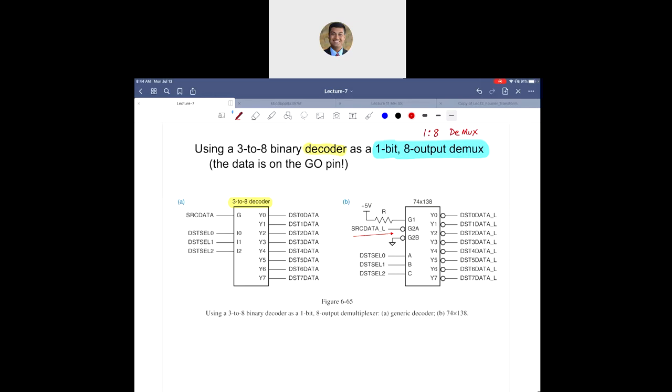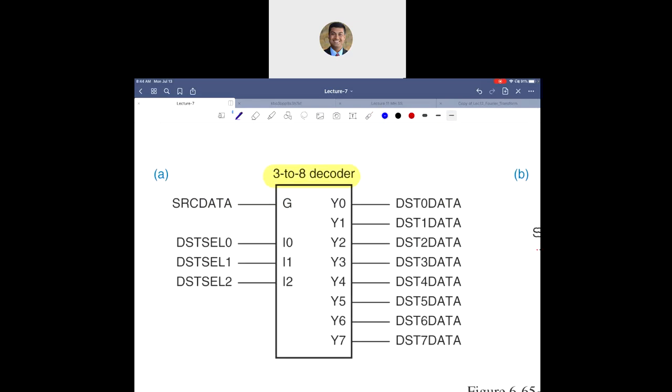I'm going to try to show you what the left diagram indicates. The left diagram indicates that you have an enable which is essentially connected to the source data. So tell me what happens if the source data is 0 or 1. If the source data is 0, the decoder is disabled. And when the source data is 1, it is enabled. You guys agree with that?